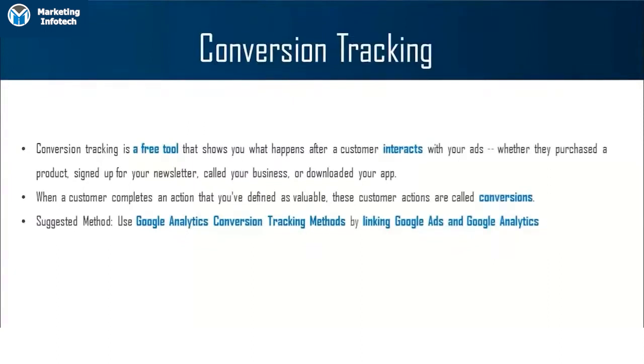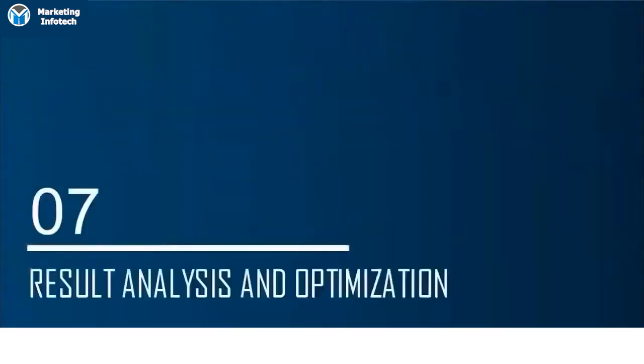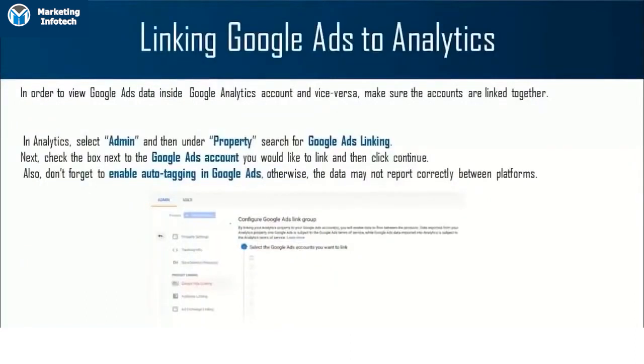When a customer completes an action that you have defined as a conversion, you can see the details of conversions. My suggested method here: use Google Analytics conversion tracking methods. For that, you need to link your Google Ads with Google Analytics. So let's quickly understand how we do that. Linking Google Ads to Google Analytics.